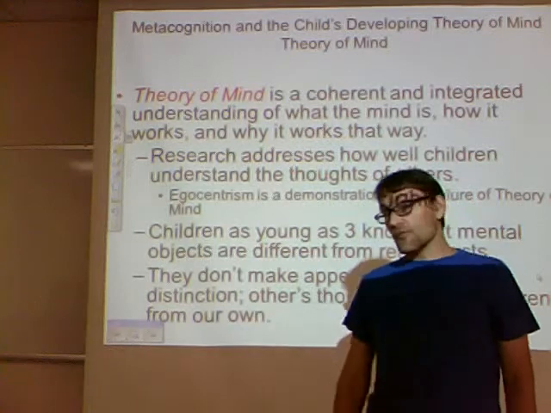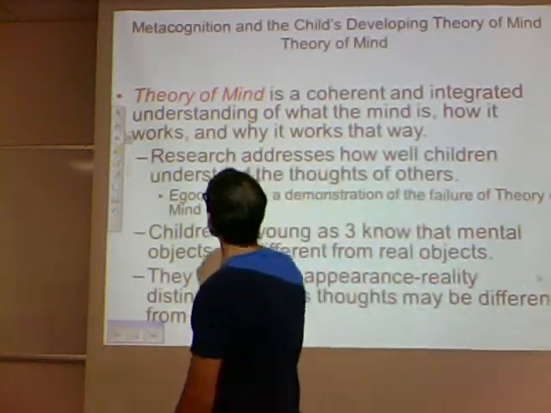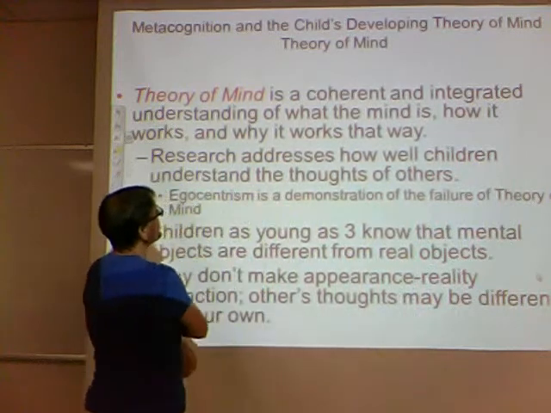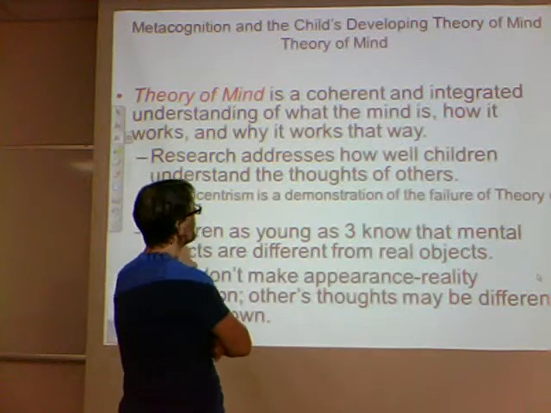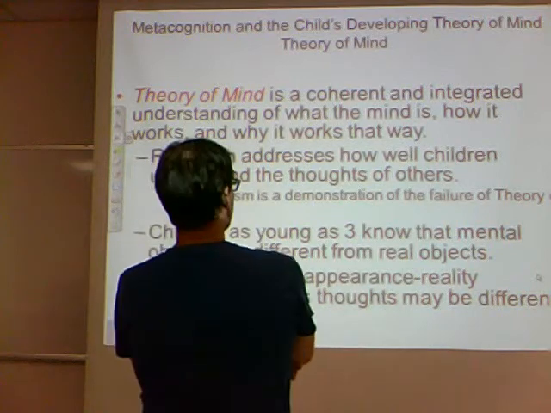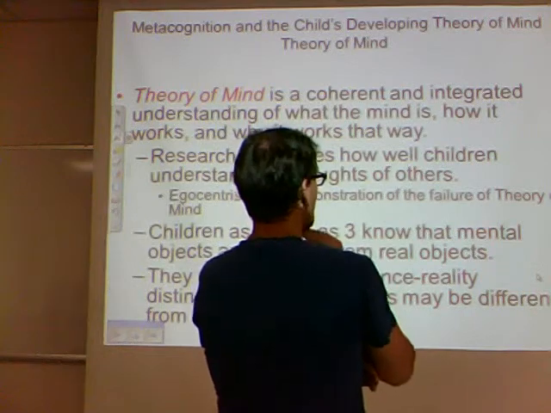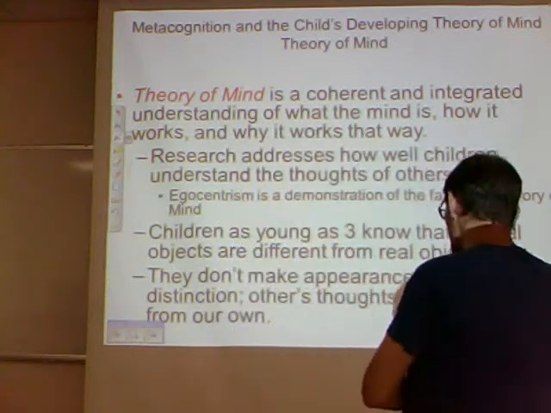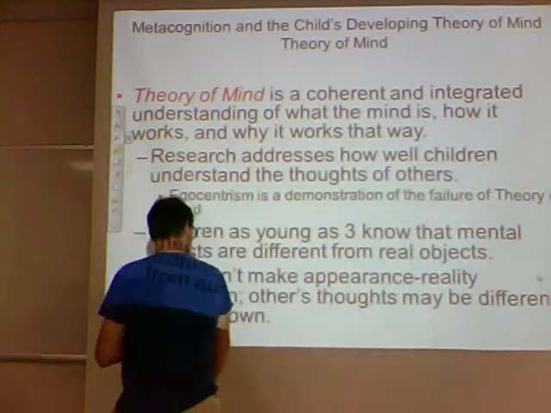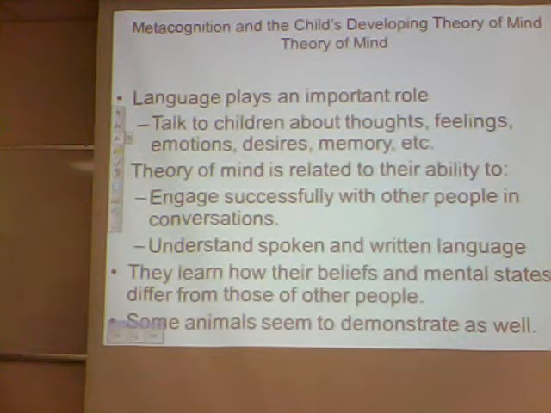Though I'm going to simplify it when I say theory of mind is the ability to understand what other people are thinking. It's sort of true: a coherent and integrated understanding of what the mind is, how it works, and why it works that way. Children as young as three know that mental objects are different from real objects. They make appearance-reality distinctions. Okay, so theory of mind is pretty cool.